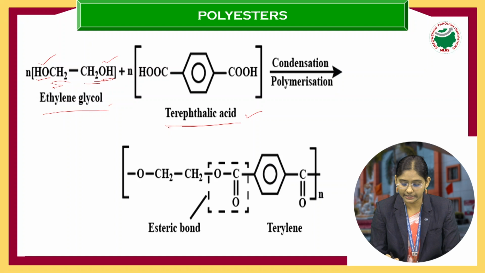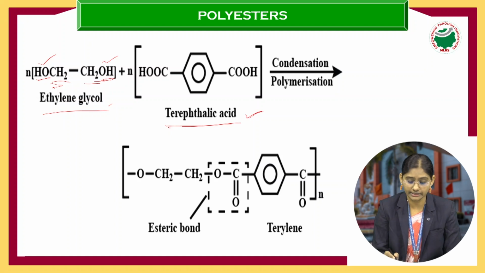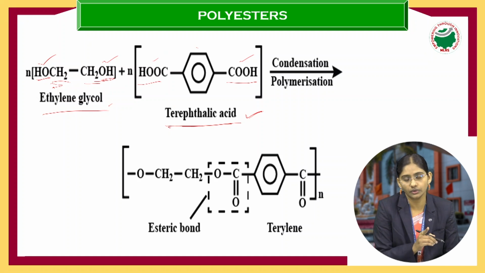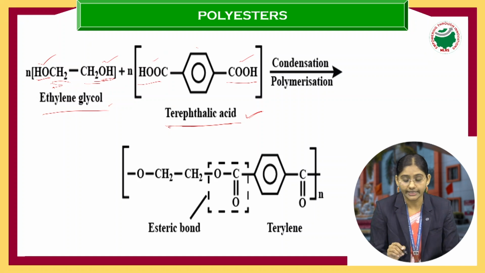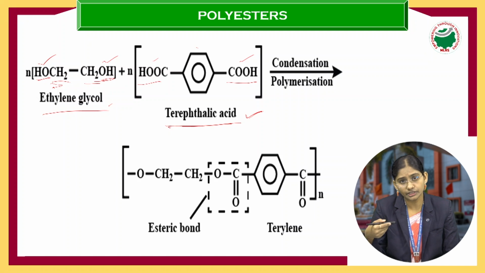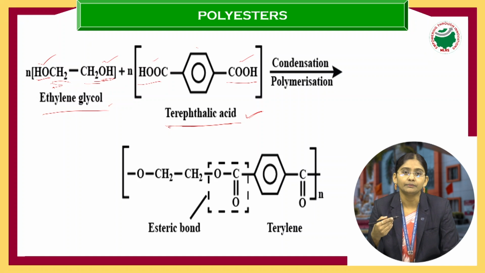And the next one is terephthalic acid. This terephthalic acid is also known as benzene dicarboxylic acid, that is the IUPAC name. Here the benzene ring is there, and on both the sides a COOH group is present. Okay, so one monomer is the dialcohol and the other monomer is the diacid. When these two monomers react with each other, by the elimination of a byproduct, that is the water molecule, it leads to the formation of a polyester.